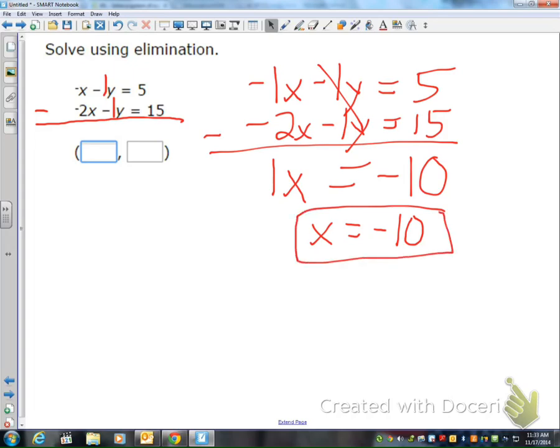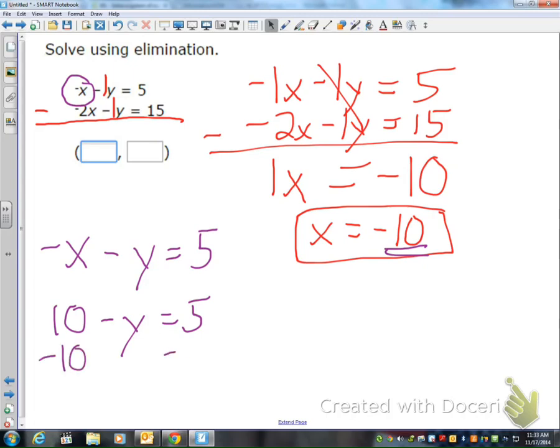Now I have my solution for x, and now I can plug it into either one of the equations to find y. So if I plug it into the first equation, negative x minus y equals 5. Now do be careful, remember negative x is not negative 10, it's positive 10. Okay, did I just lose you there? Remember, this is negative x. If x itself is negative, that means negative x is positive, because negative is the opposite of whatever x is. So if x is negative, negative x is positive. So 10 minus y equals 5.